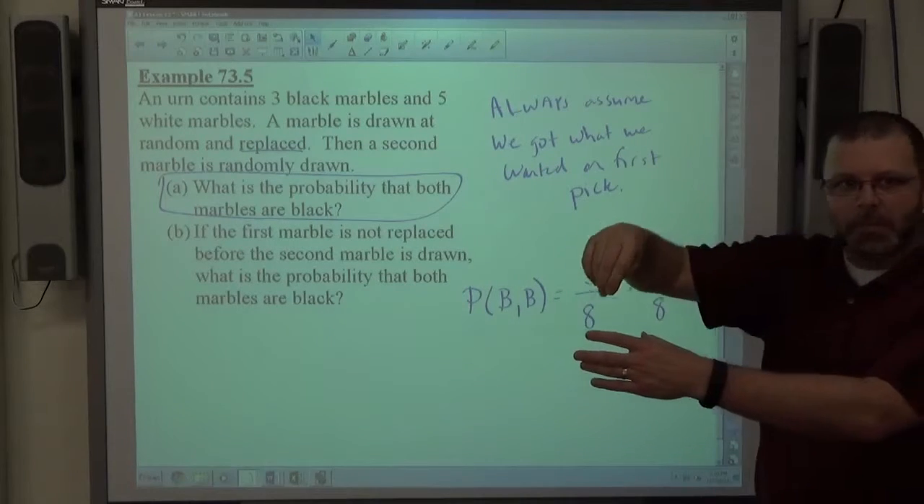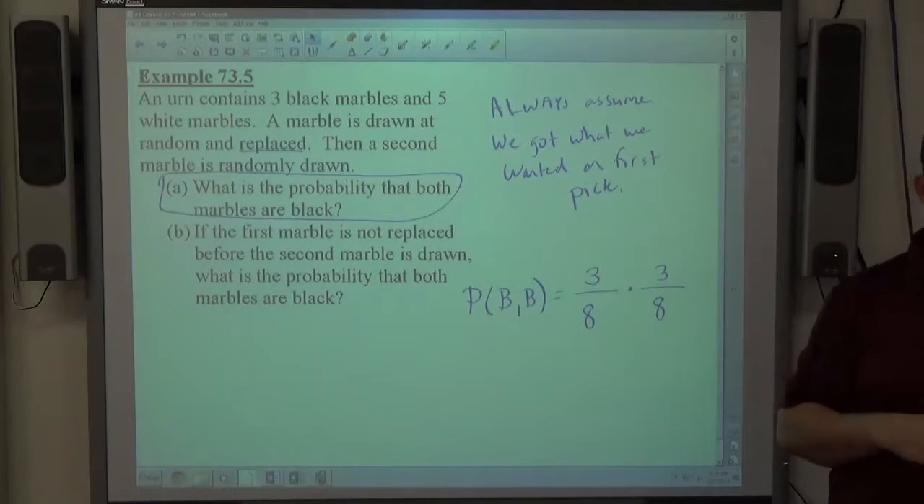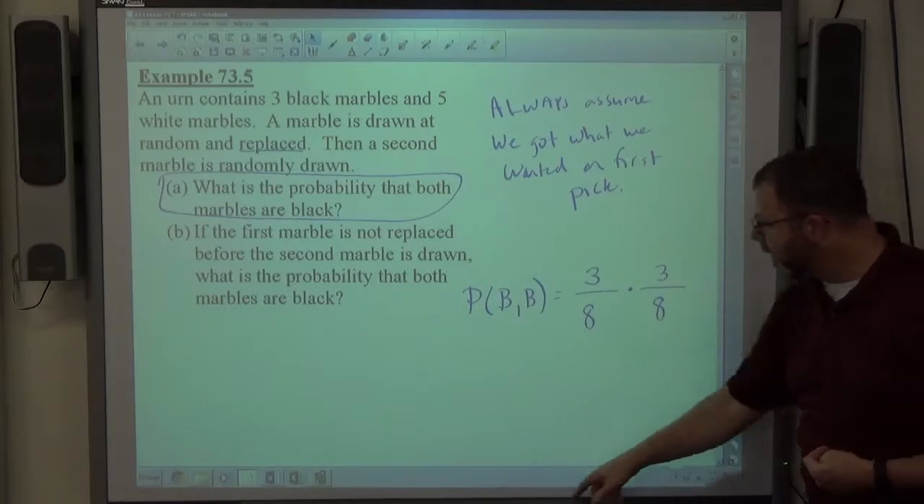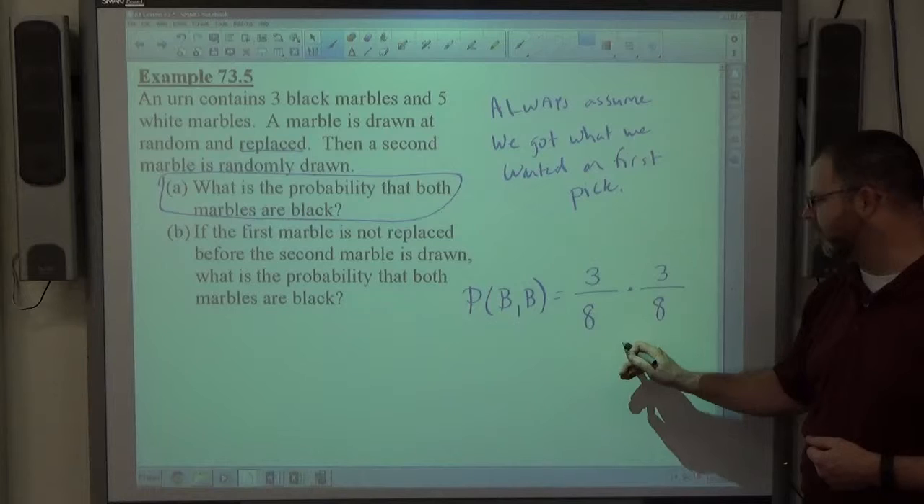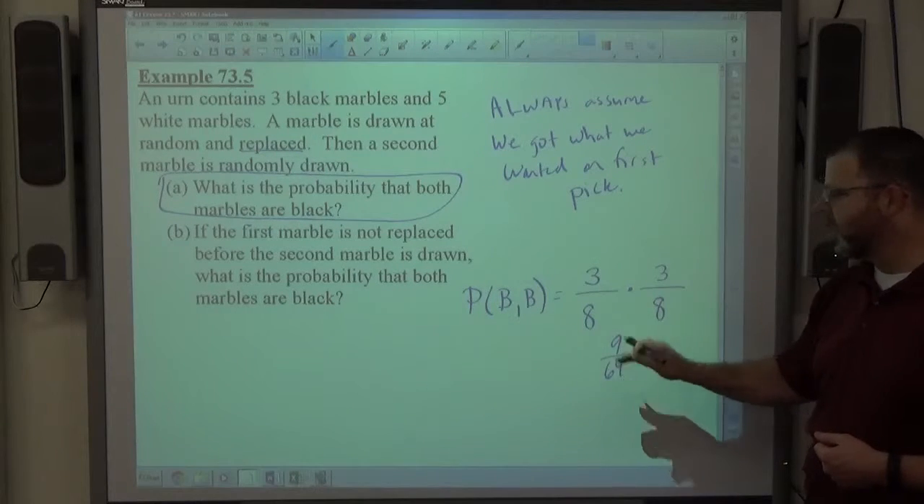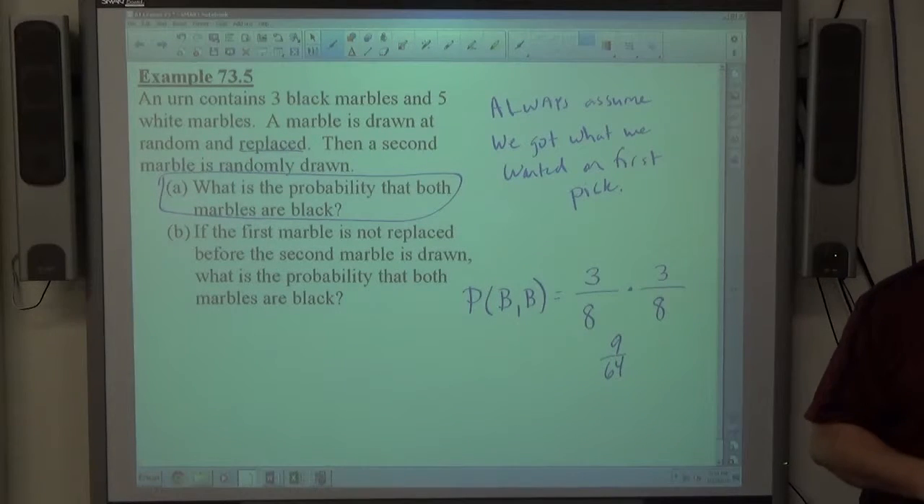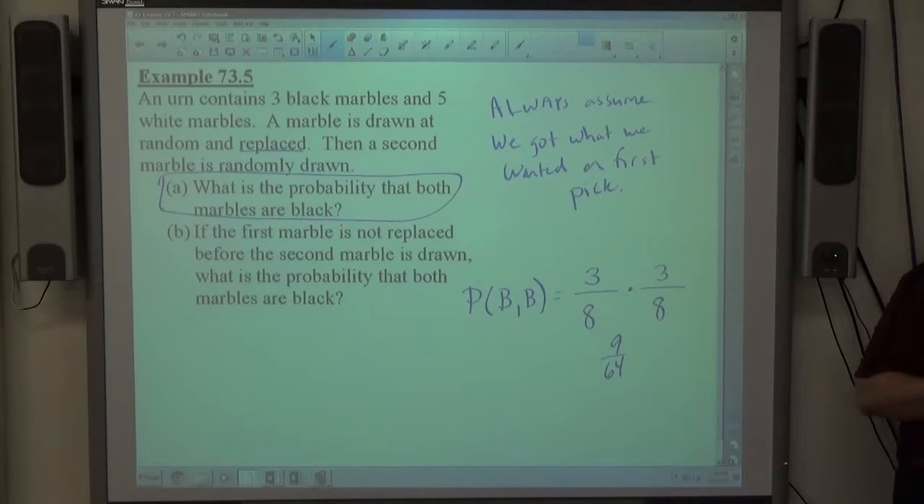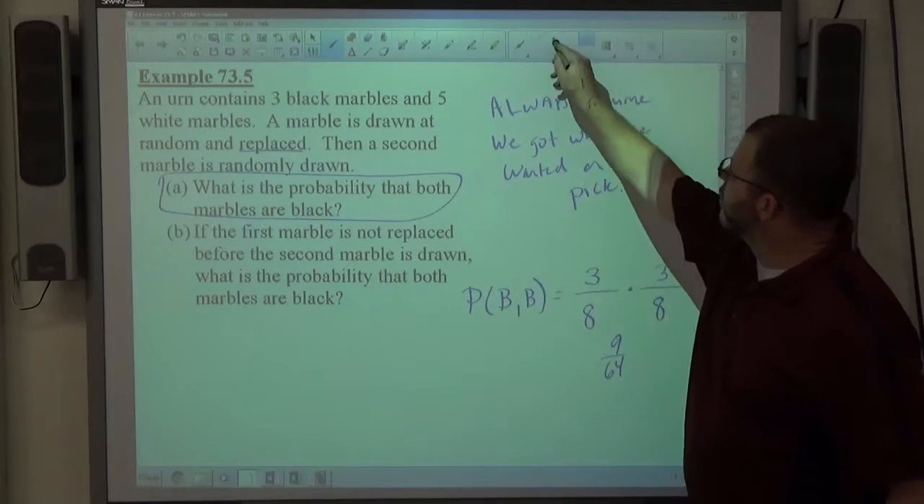I drop the marble back in the urn, so there's still 8 marbles, there's still 3 black marbles, so the chance of getting a black marble in the second pick is also 3/8. And as Parker told us, we're going to multiply those fractions together, so 9 out of 64. For a replacement situation, 9 out of 64 is the chance of getting both black marbles. All right.